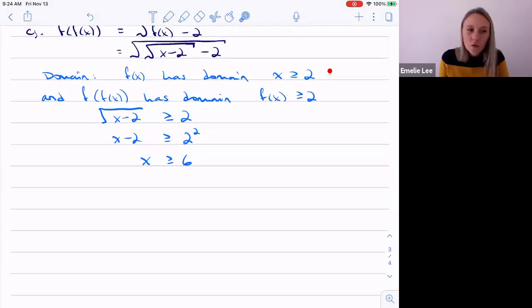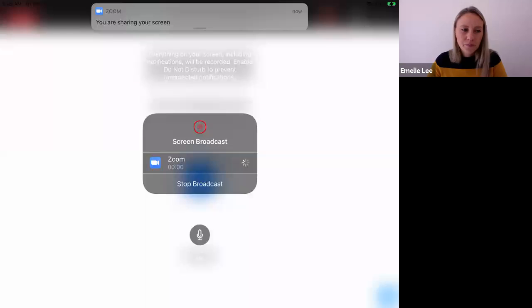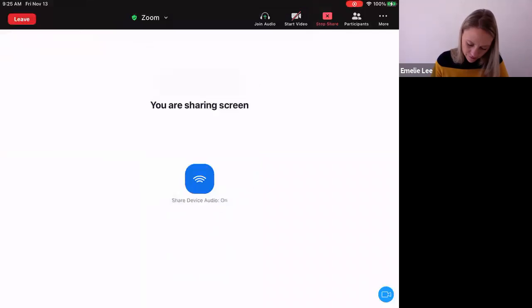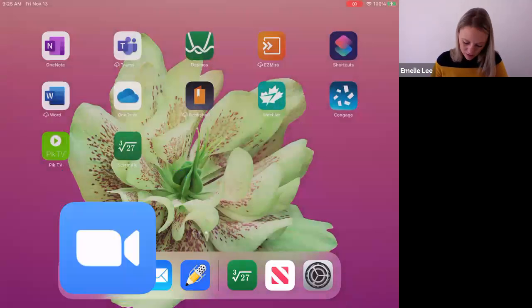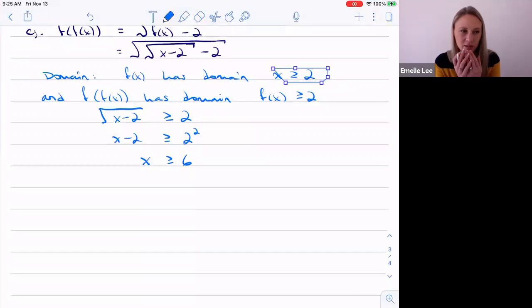Uh-oh, my screen sharing ended. I'll see if I can pick that back up. It's been doing that lately. It's really annoying. I even restarted everything. I don't know. I guess we're back.